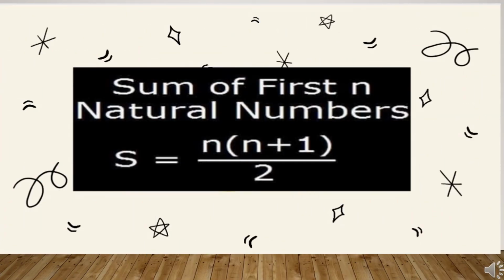How to find the sum of n natural numbers? The formula to find the sum of n natural numbers is n into (n plus 1) by 2. For example, if we have to find the sum of the first 100 terms, then n is equal to 100, and putting the value of n in this formula, 100 into 101 divided by 2, we can easily find the sum of the first 100 terms.